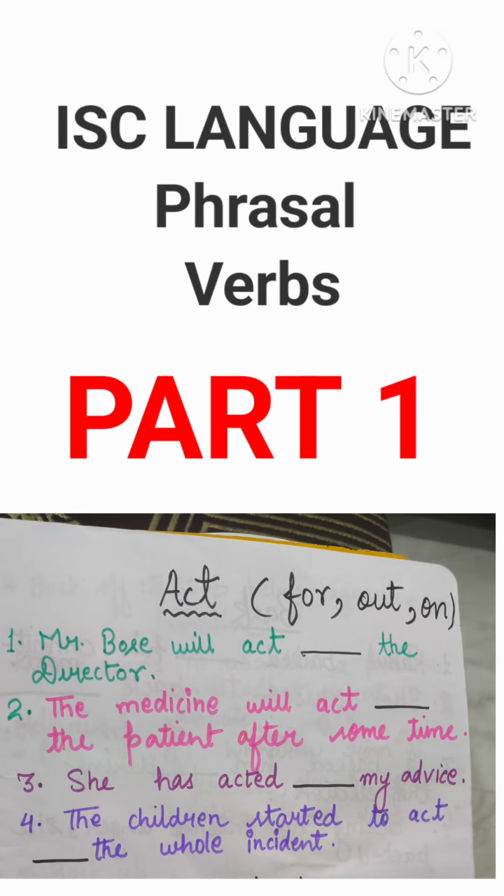In the given exercise, in all the 4 sentences, there is the same action word, which is act. And you have to fill in a suitable preposition out of these: for, out and on. It means we are going to learn in this video the phrasal verbs of act, which is act for, when do we use act out, what is the meaning of act on.